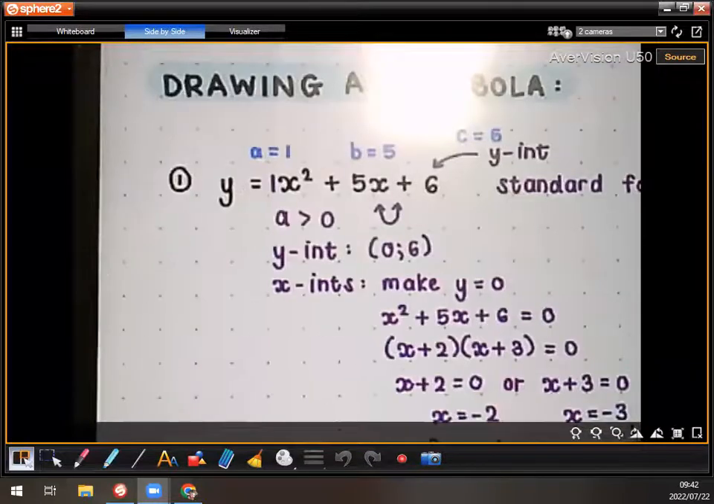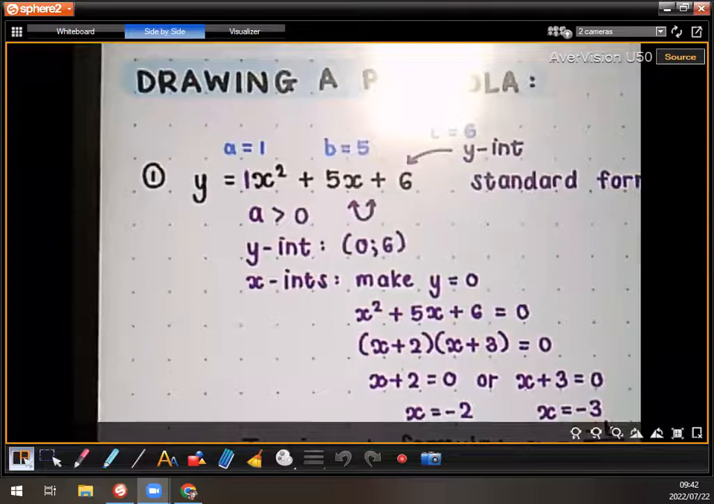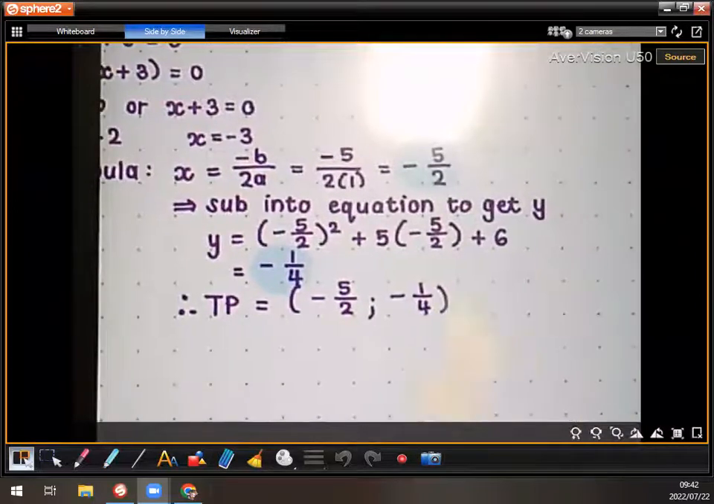Sorry, this was negative 5 over 2 and negative a half. Oh, because we have the 2 that we lost in that. Okay, yeah, thank you. Sorry about that, guys. Okay, that is the turning point there. I now want you guys to draw this graph, please.